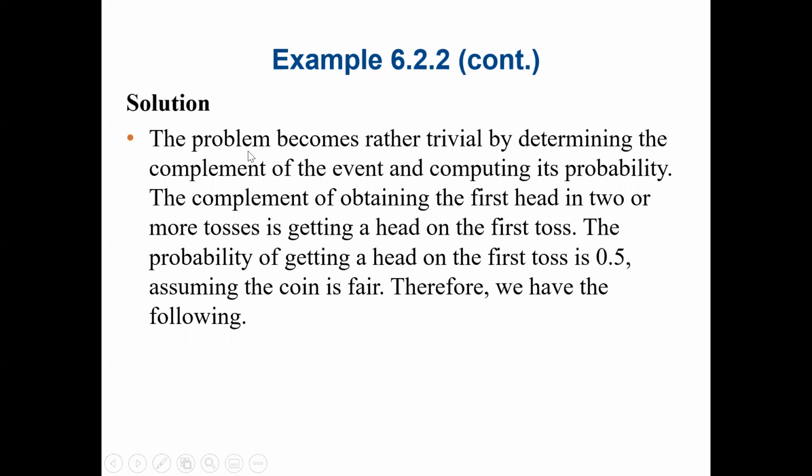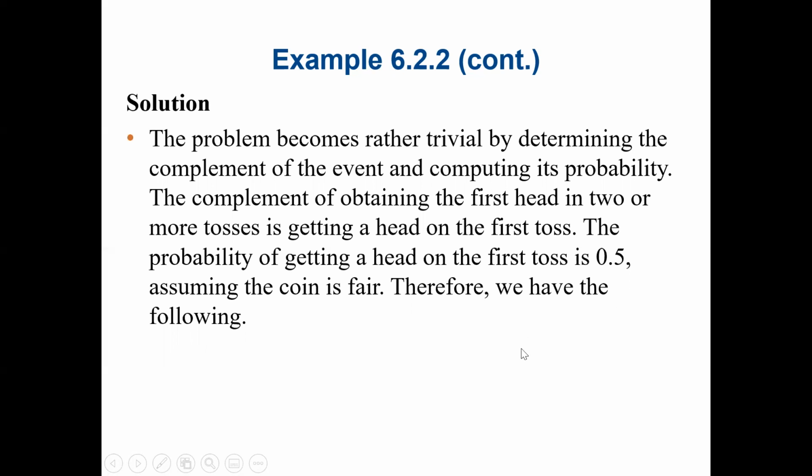Now, this is the solution. The problem becomes rather trivial by determining the complement of the event and computing its probability. We need to know the complement of the event, then we can find it. The complement of obtaining the first head in 2 or more tosses is getting a head on the first toss. The probability of getting a head on the first toss is 0.5, assuming the coin is fair. Therefore, we have the following.